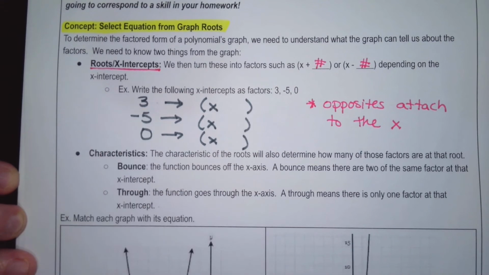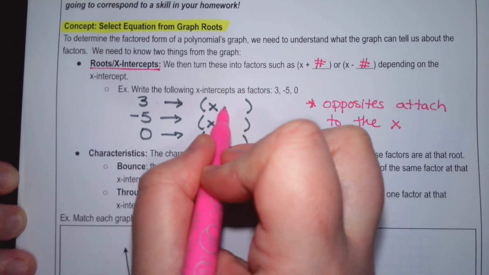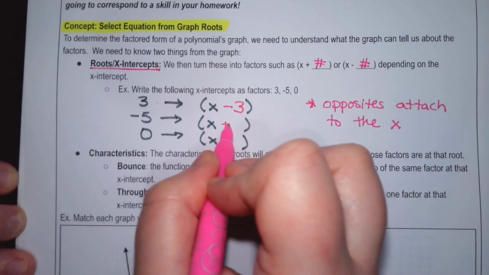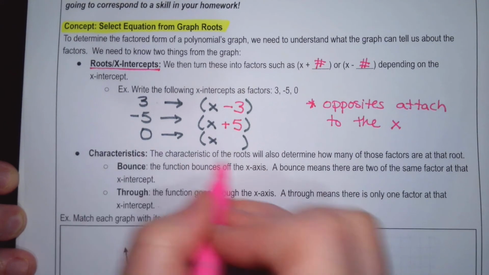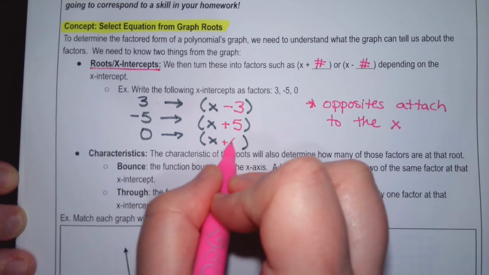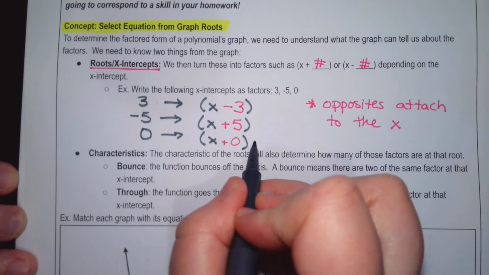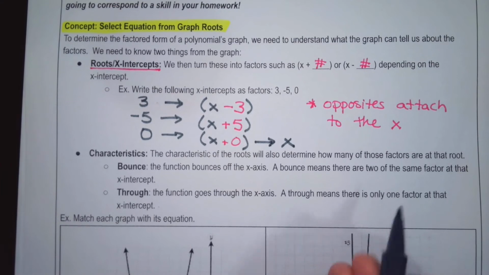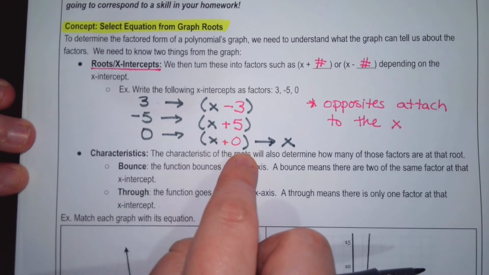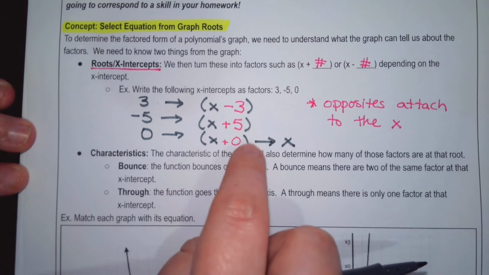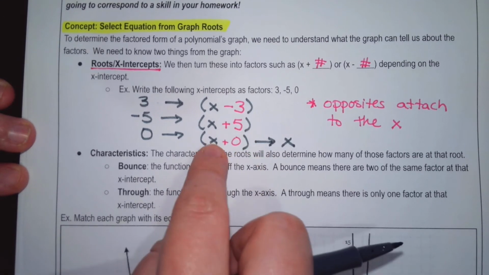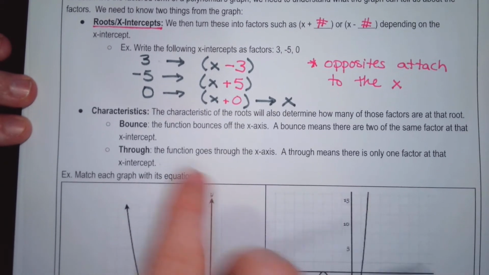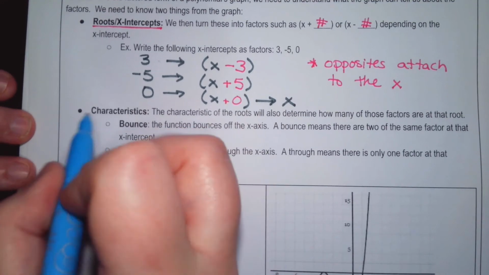So the opposite of +3 is -3. The opposite of -5 is +5. The opposite of 0, well, is just 0. So in actuality, this guy right here is just going to stay x. So when we're going from intercepts to factors, they become opposite when put back into the parentheses attaching to the x. The next thing we have to talk about is the characteristics of our graph.